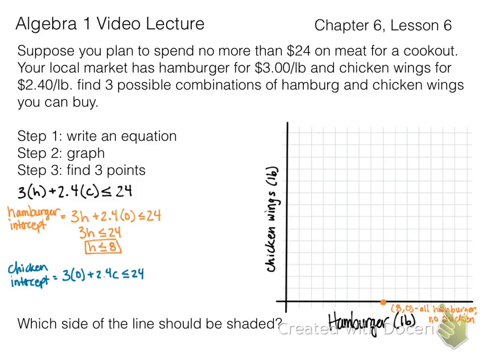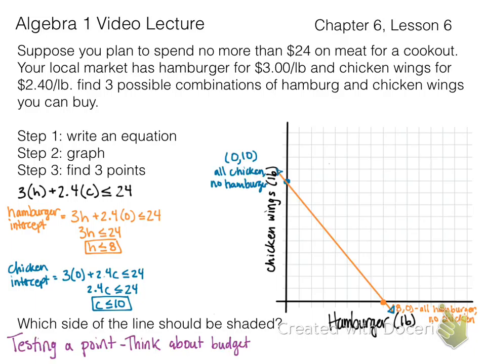Chicken intercept. That would be if I bought no hamburger. So I can buy up to 10 pounds of chicken. That's basically if I bought only chicken and not any hamburger. So I can buy 10 pounds of chicken at $2.40 and still only spend $24 if I only bought chicken. All right, connected the dots. Now, why is it a solid line? Well, it's a solid line because I can spend up to exactly $24, and the line represents how much chicken and hamburger I can buy and spend exactly $24.